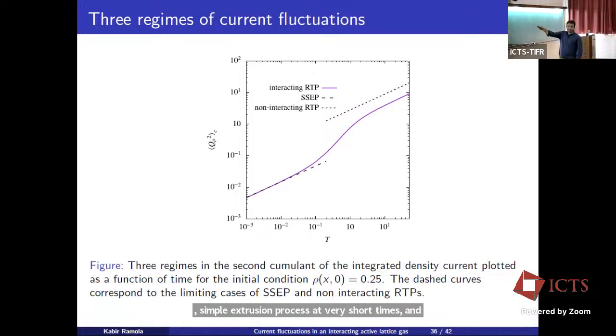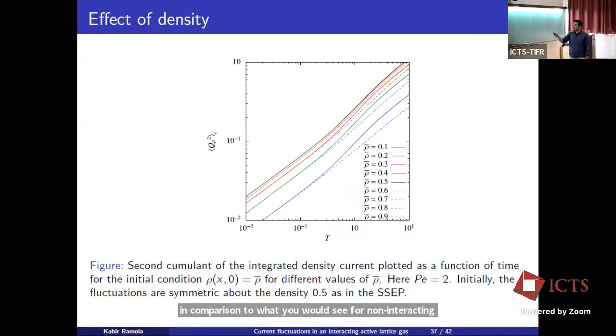And then you have this intermediate regime where the fluctuations are much larger than what is described by the simple symmetric exclusion process because of the flipping terms and the activity. And then it saturates to another diffusive behavior at large enough times. This is again diffusive behavior of these interacting particles, but they are suppressed in comparison to what you would see for non-interacting RTPs, which is the effect of exclusion.